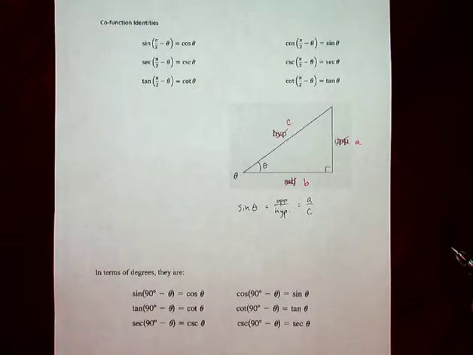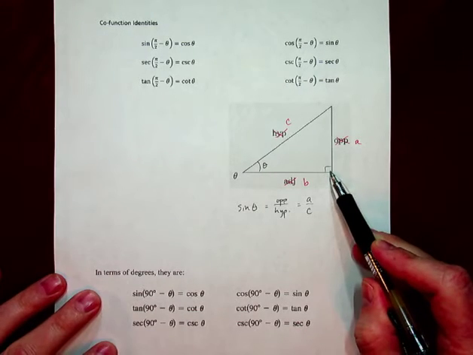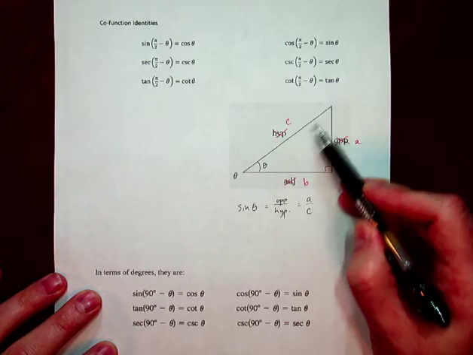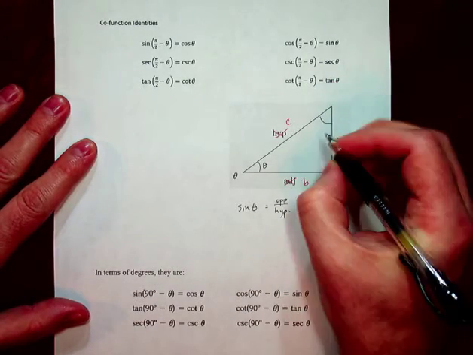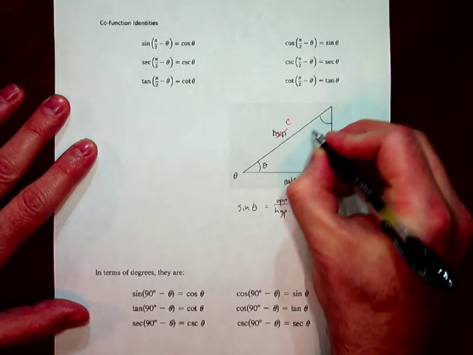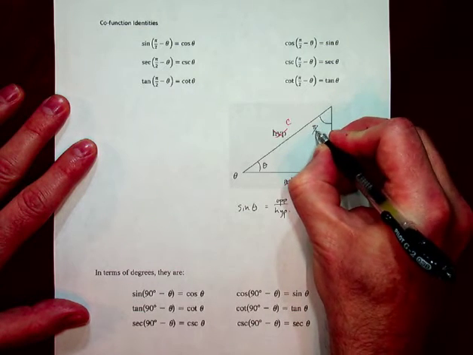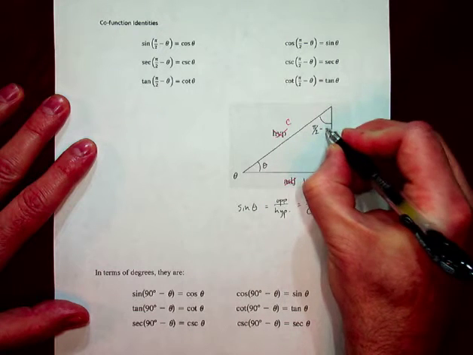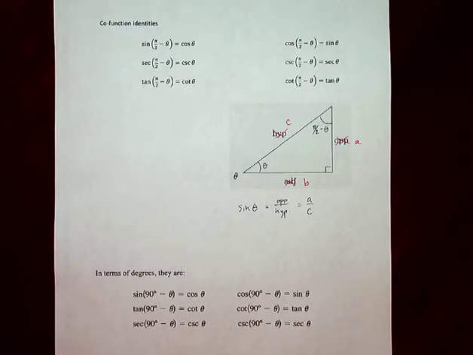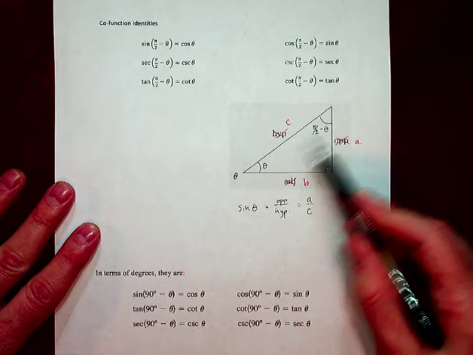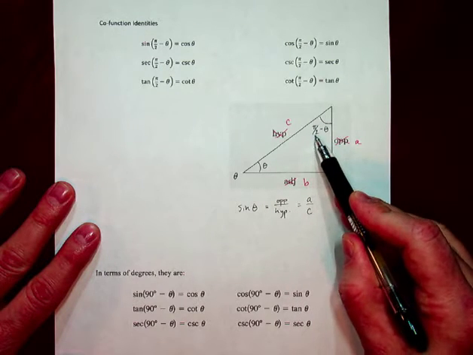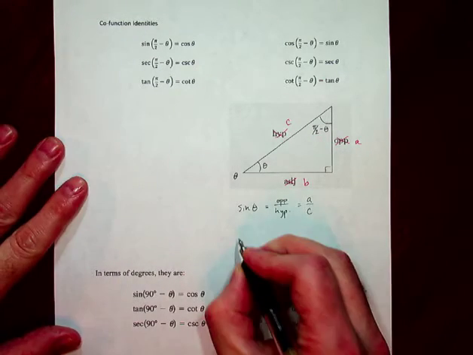Now, remember that the sum of all the angles in a triangle has to add up to 180. And if this one's a right angle, then these two remaining angles need to add up to 90 degrees, or pi over 2. Okay, that means that if this one is theta, this one has to be pi over 2, or 90 degrees, minus theta. It has to be the difference. It has to be what's left, because you have to be able to add those two together and get pi over 2, or 90.